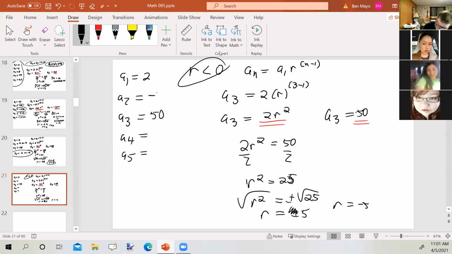So 2 times negative 5 is negative 10. Negative 10 times negative 5 is positive 50. Positive 50 times negative 5 is negative 250. Negative 250 times negative 5 would be positive 1,250. So there we've got the first 5 terms. You okay with that?